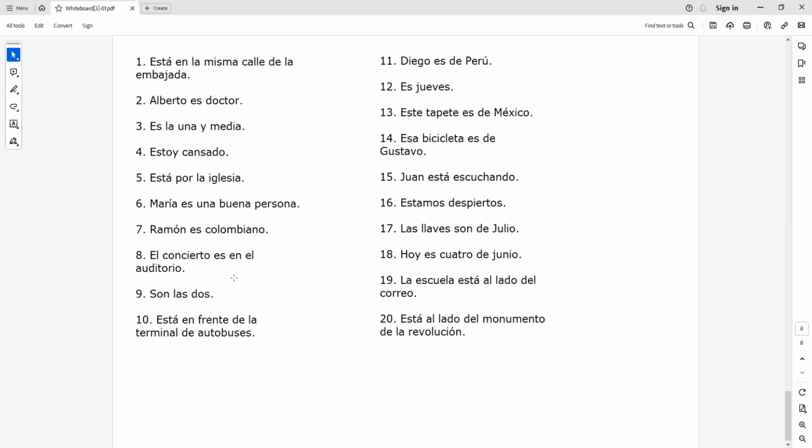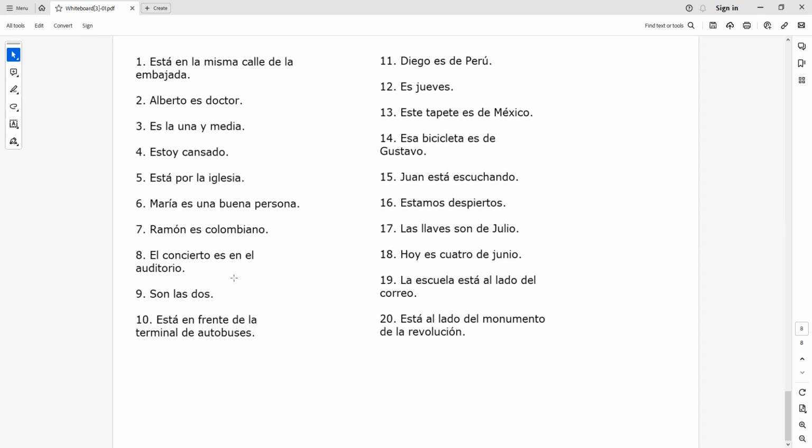So from 1 to 10, you need to analyze, or you should have analyzed when you were doing it, why you have selected estar or ser. So just to go through, number one, it's location. Number two, occupation. Number three, time. Number four, condition. Number five, location. Number six, characteristics. Number seven, origin. Number eight, this is more of a fact or description of something. The concert is in the auditorium. So en las dos, it's time, and está enfrente, so of course, location or position.